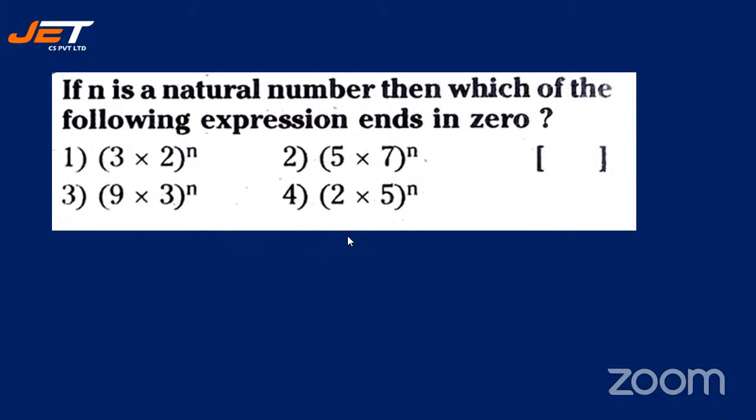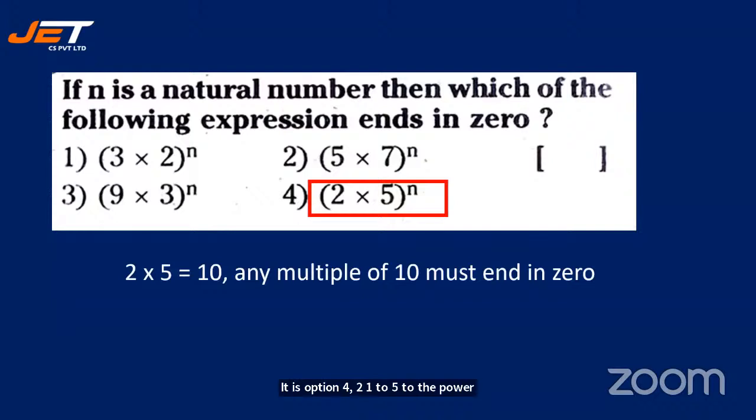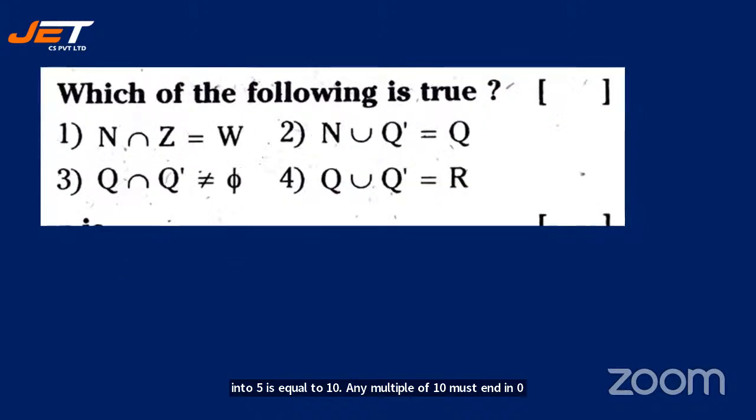All right. So let's see the answer. It is option 4, 2 into 5 to the power n. Yes, I was actually working it out. So how could option 4 be right? Yes, it is because 2 into 5 is equal to 10. Any multiple of 10 must end in 0. Right? So perfect. See the next question.